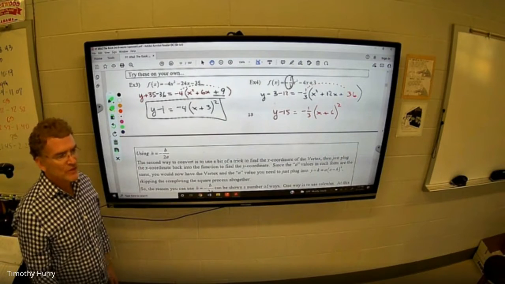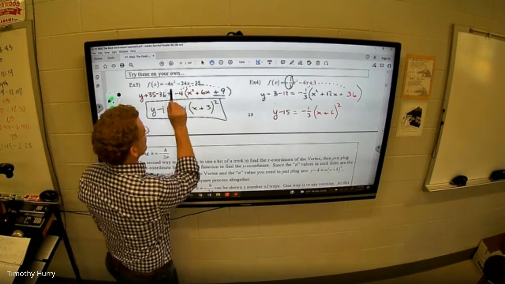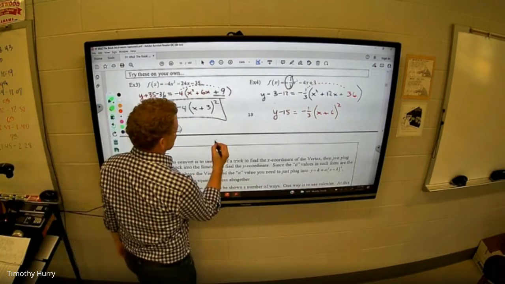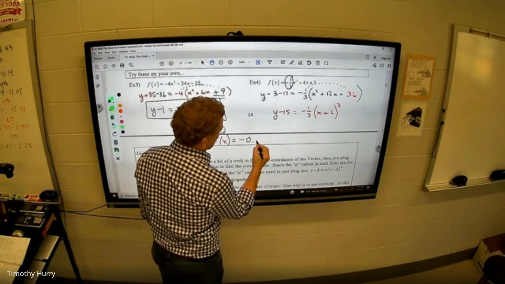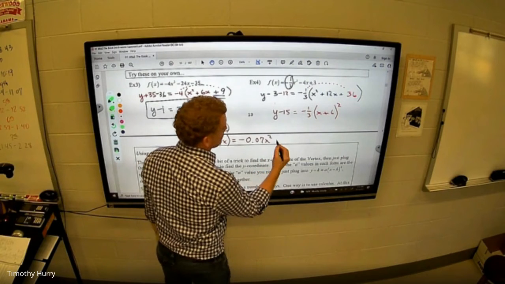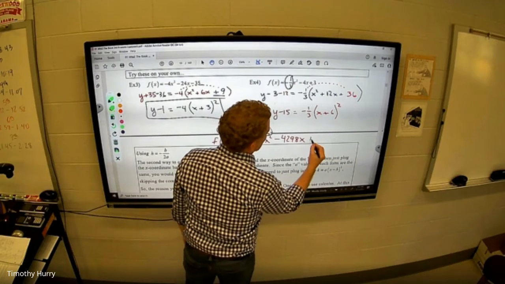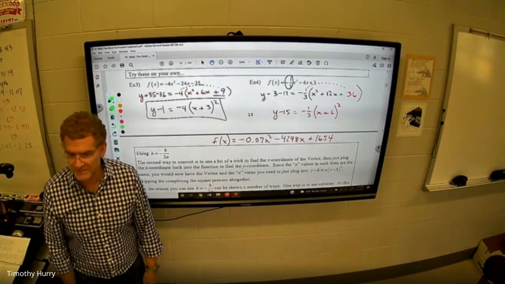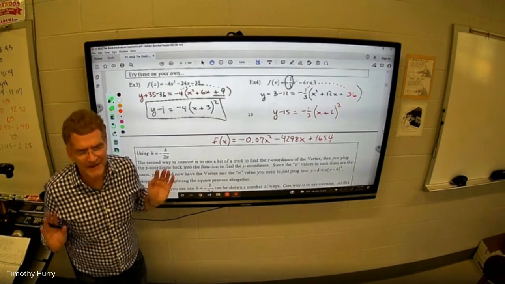Now, there will come a point where the numbers that you have in your function are horrible. Like, what if this was your function? f of x equals negative 0.07x squared minus 4,298x plus 1654. Do you want to complete the square on this process? I don't really. It's messy, it's nasty. Without a calculator, it's tedious.